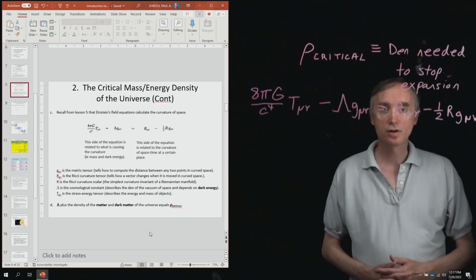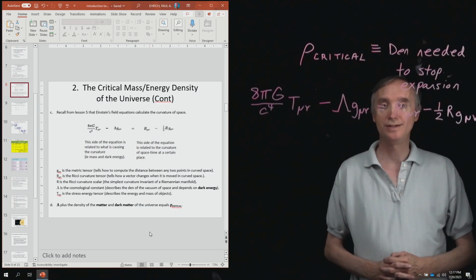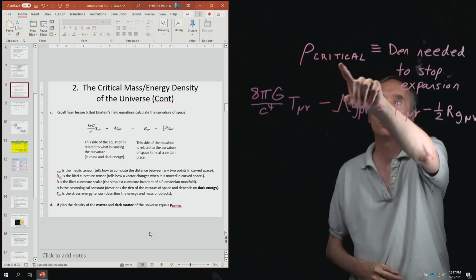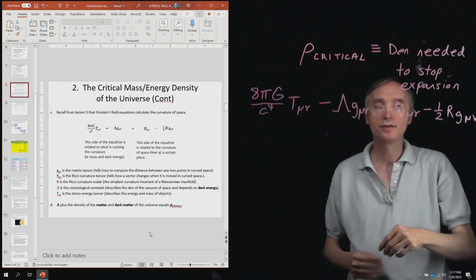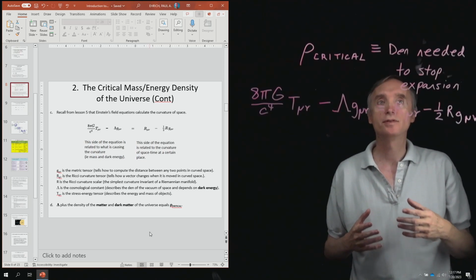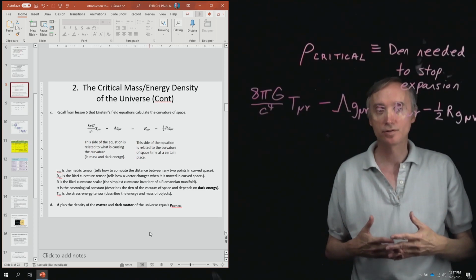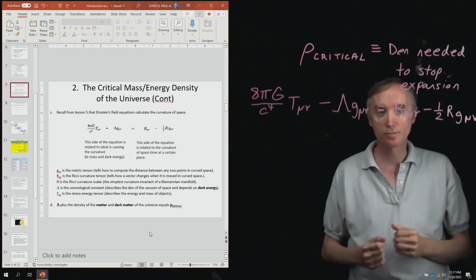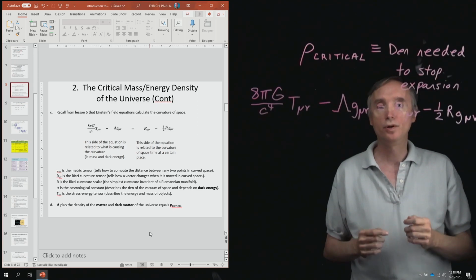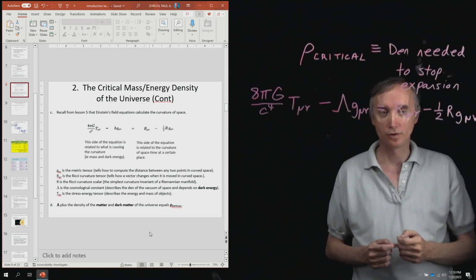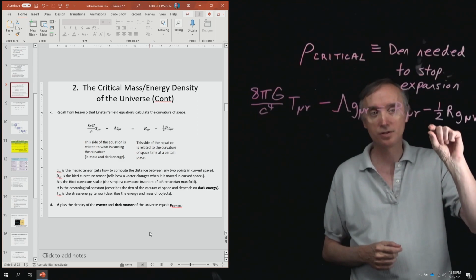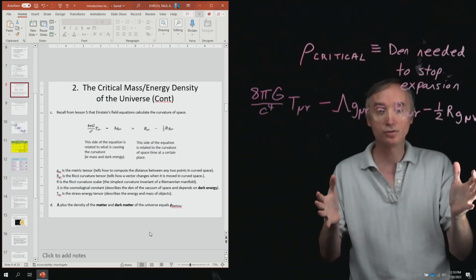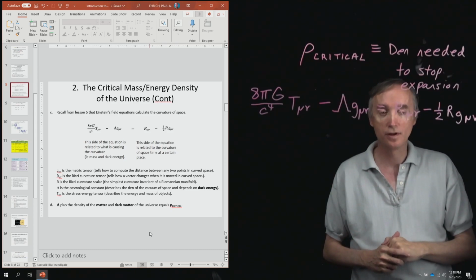Okay, let's continue talking about the critical mass energy density of the universe. Just as a review, I've written it up here that the critical mass energy density is the density that is going to be necessary in order to stop the expansion of space and time. When we talked about the birth of the universe, we said that the universe was teeny tiny, and then it started to expand into the present universe.